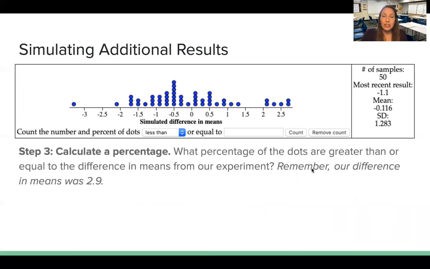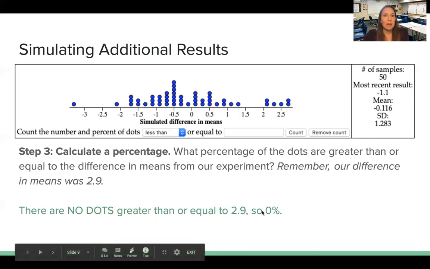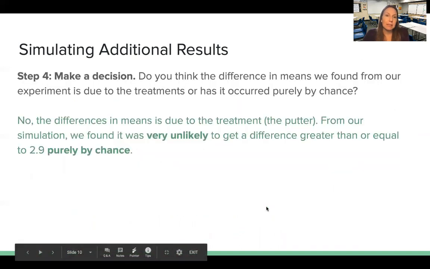All right, so now what we're going to do is see how many values are equal to that 2.9 or above. We want to see the dots, how much of our simulated results are greater than that 2.9, to see if we just received that by chance or if it's because of the treatment. So there are no dots greater than or equal to 2.9, so that would be 0%. We see here is 2.5, this is probably about 2.7. So we don't have anything that's above that 2.9 centimeters for that difference in means.